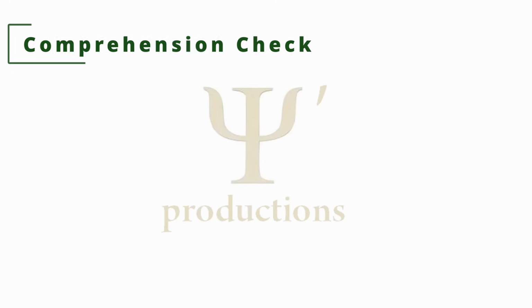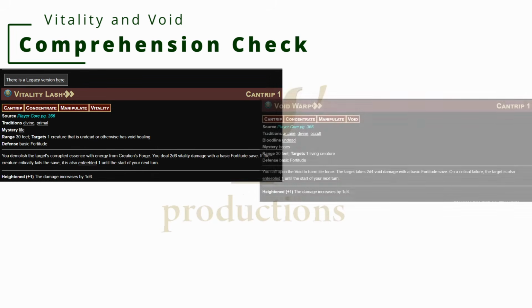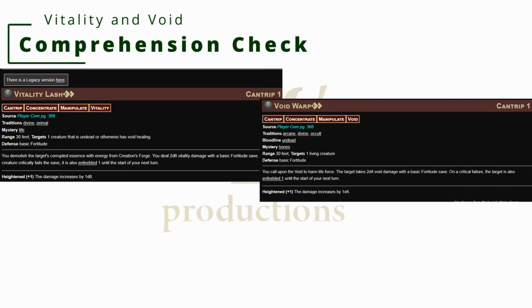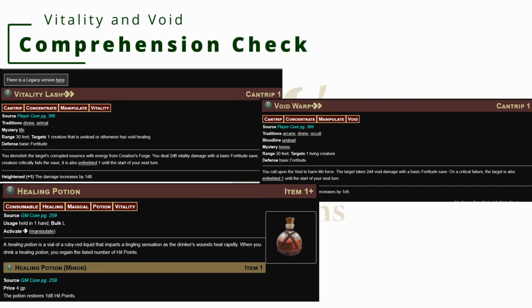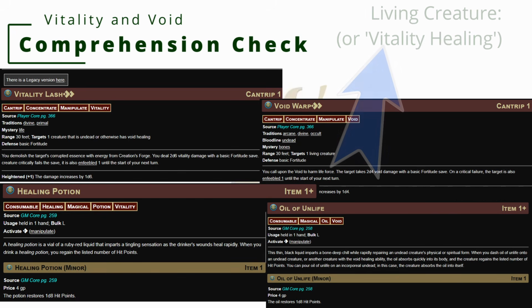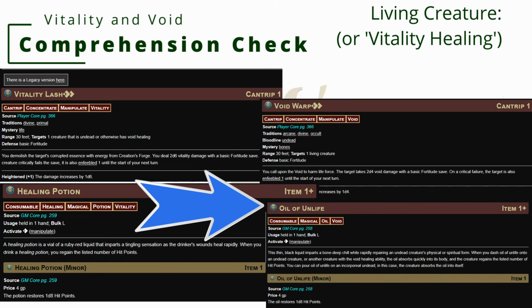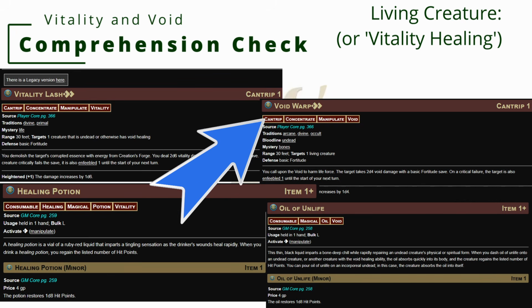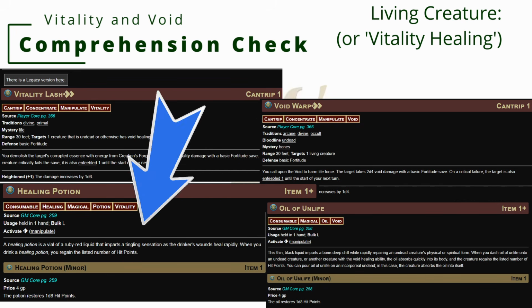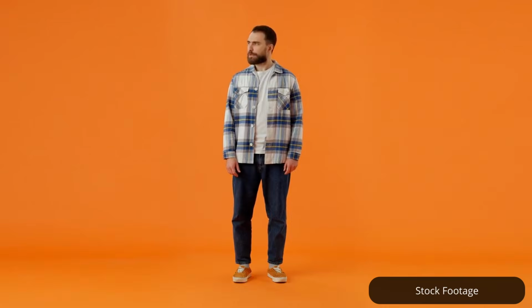Let's do a quick comprehension check. Let's take the cantrips Vitality Lash, which does Vitality damage, and Void Warp, which does Void damage. Let's also consider two items, a minor healing potion, which does Vitality healing, and an oil of unlife, which does Void healing. A living creature is immune to Vitality Lash because they are immune to Vitality damage. Similarly, they don't get any benefits from an oil of unlife because they don't benefit from Void healing effects. They can be hurt by Void Warp, a Void damaging effect, and are healed by a healing potion, a Vitality healing effect. And undead are the opposite. Okay, so far so good.